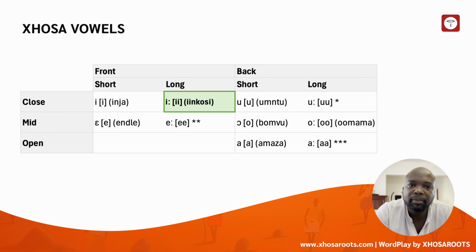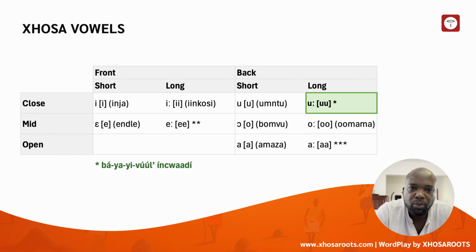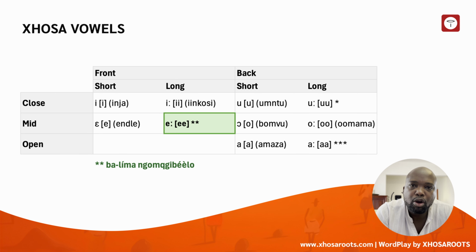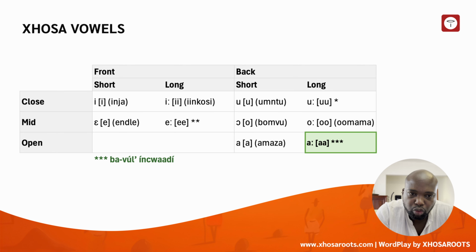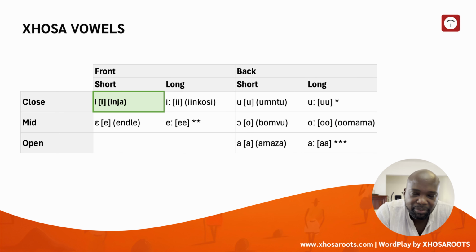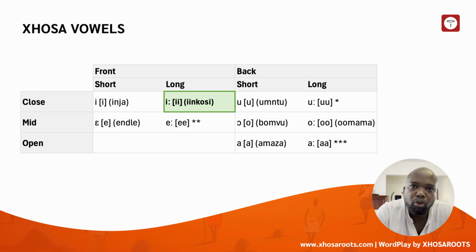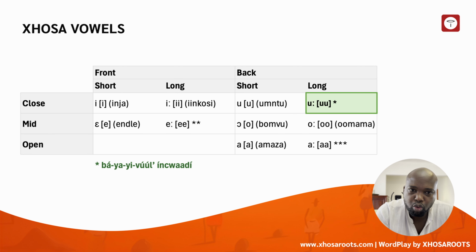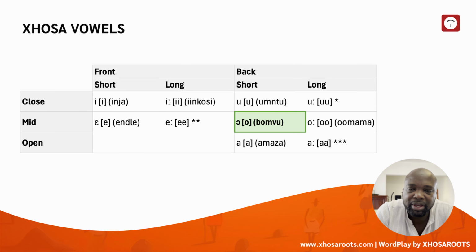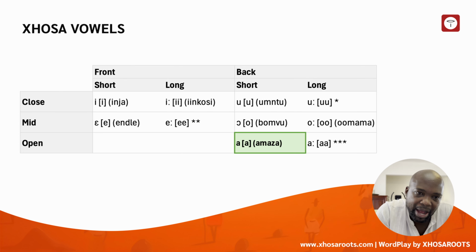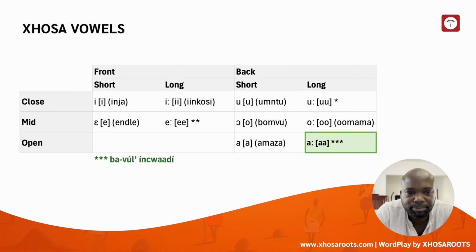E, A, O, and A. So for E, we have E. For U, we have U. For A, we have A. For O, we have O. And for A, we have A.